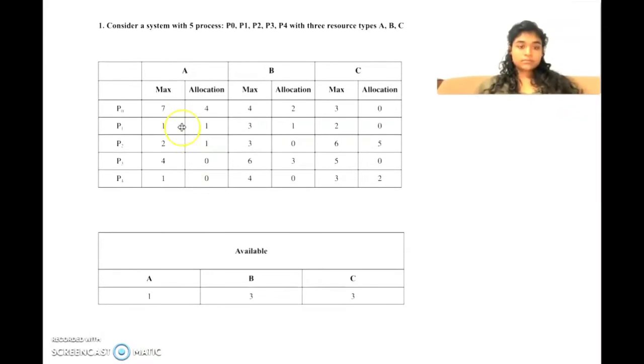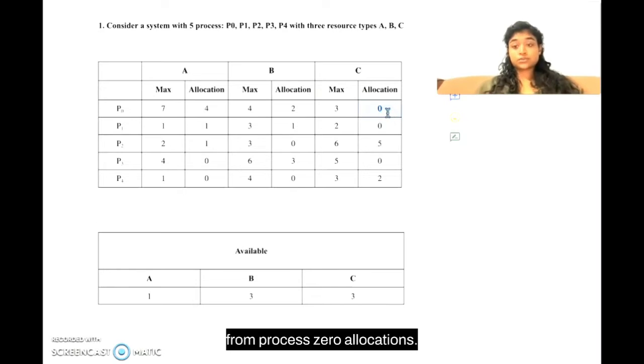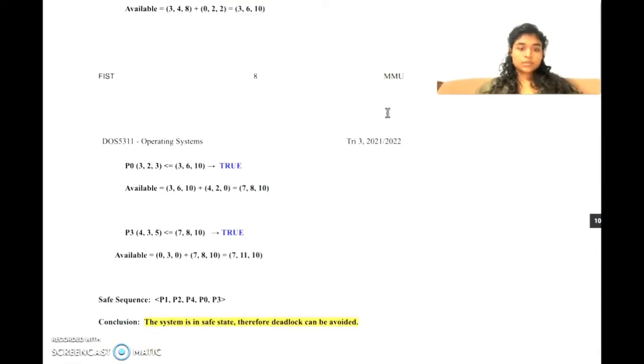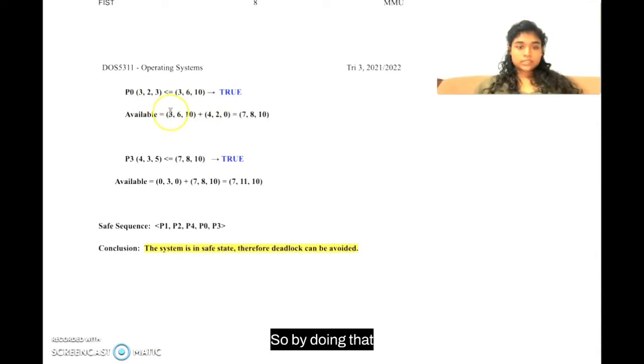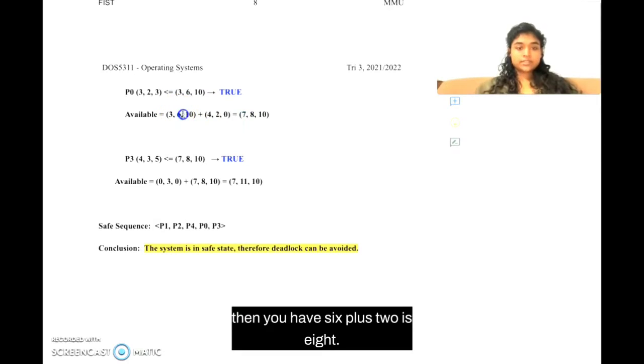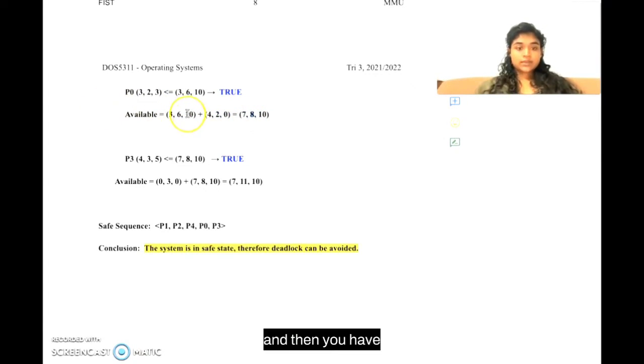Right? So you're going to add in a new variable, which is 3, 6, 10 plus 4, 2, 0. The 4, 2, 0 is from process 0's allocations. Okay, so by doing that, 4 plus 3 is 7. Then you have 6 plus 2 is 8. And then you have 10 plus 0, which is 10.